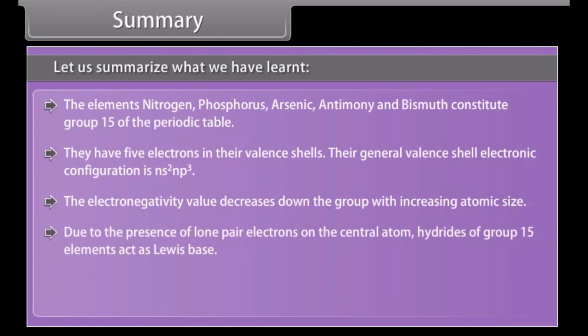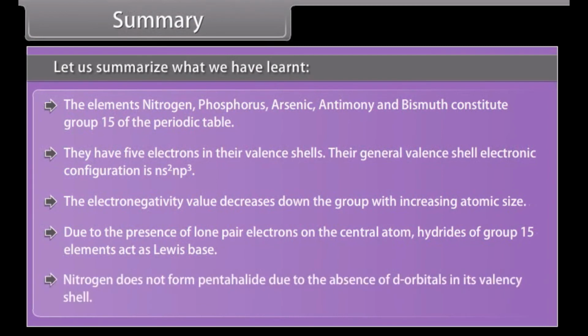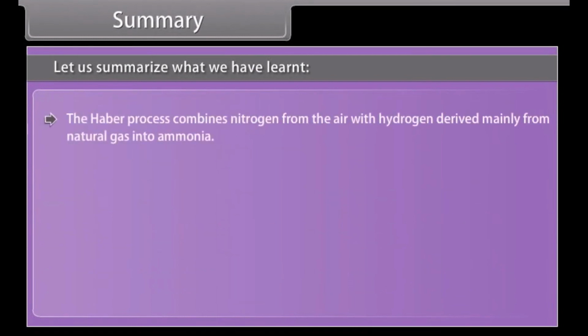Due to the presence of a lone pair of electrons on the central atom, hydrides of group 15 elements act as Lewis bases. Nitrogen does not form pentahalides due to the absence of d orbitals in its valence shell. The Haber process combines nitrogen from air with hydrogen derived mainly from natural gas into ammonia.